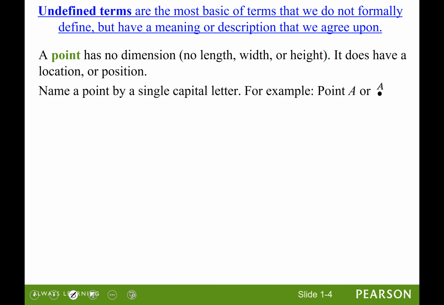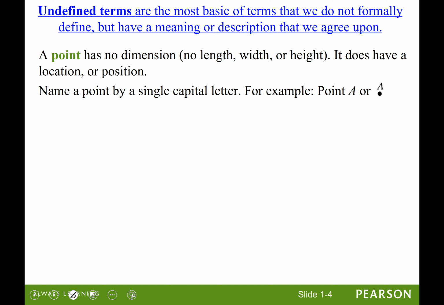All right. There are some undefined terms in geometry. They are the most basic terms that we do not formally define, but have a meaning or description that we've at least agreed upon. So the first term being point. A point has no dimension, no length, no width, no height. It does have a location, however, or a position.